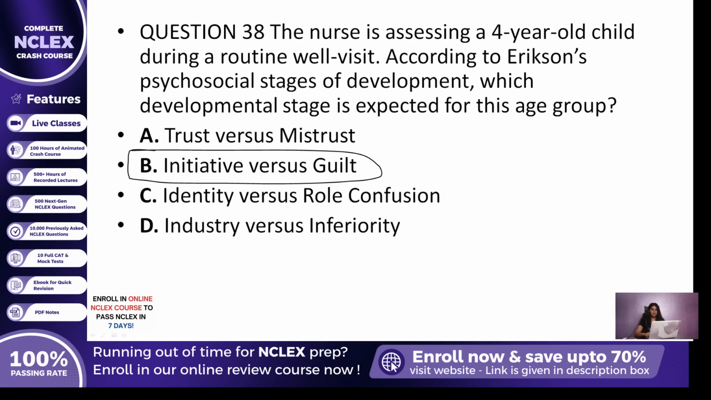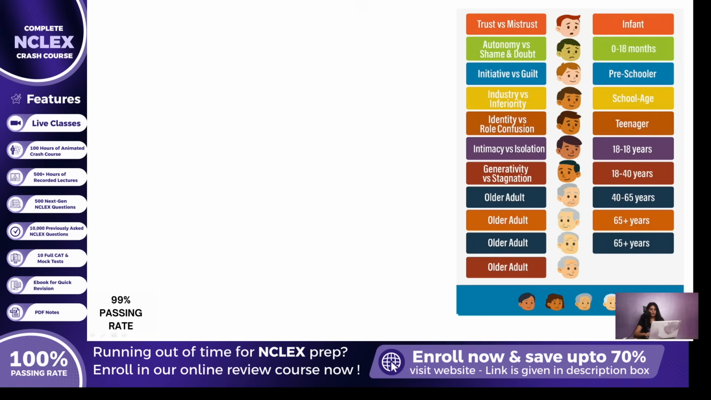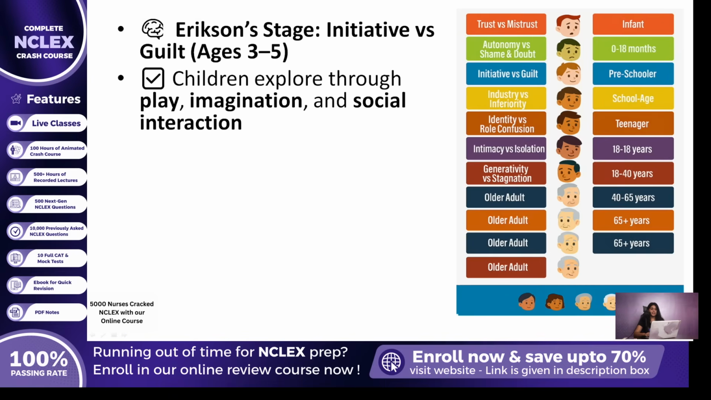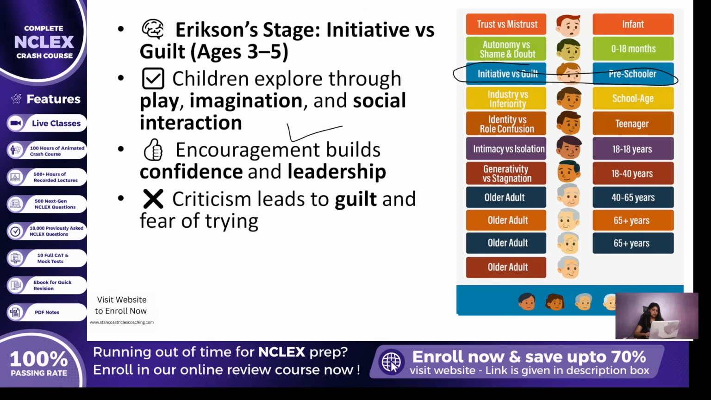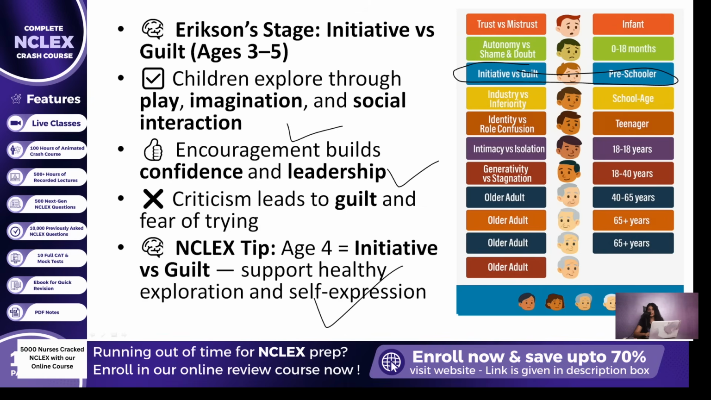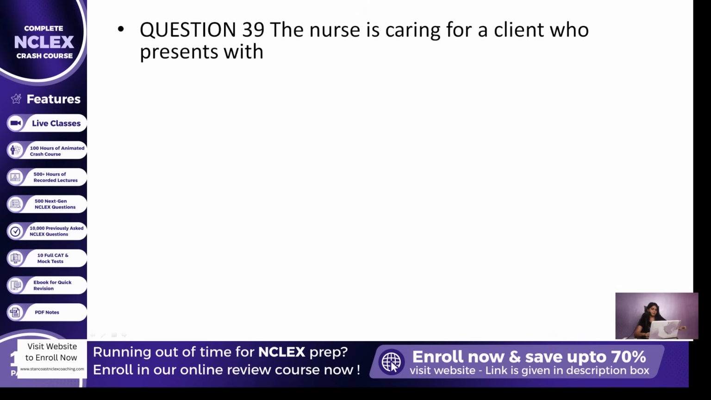In Erikson's theory, the preschool years, typically from 3 to 5 years old, represent the stage of initiative versus guilt. At this age, children begin to explore their world through play, imagination, and social interactions. When encouraged, they develop confidence and leadership. But if their initiative is overly restricted or criticized, they may feel guilty for asserting themselves. In summary, the initiative versus guilt stage best describes the social and emotional development of a 4-year-old child. Keep going. You are doing great.